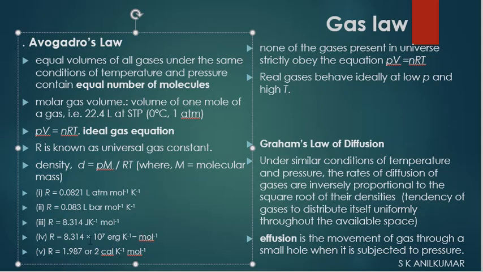Or it can also be measured in calories, since we know how many calories there are for every joule. So we get 1.9 calories per Kelvin per mole. 1.9 calories per Kelvin is the gas constant used in the PV equals nRT ideal gas equation.